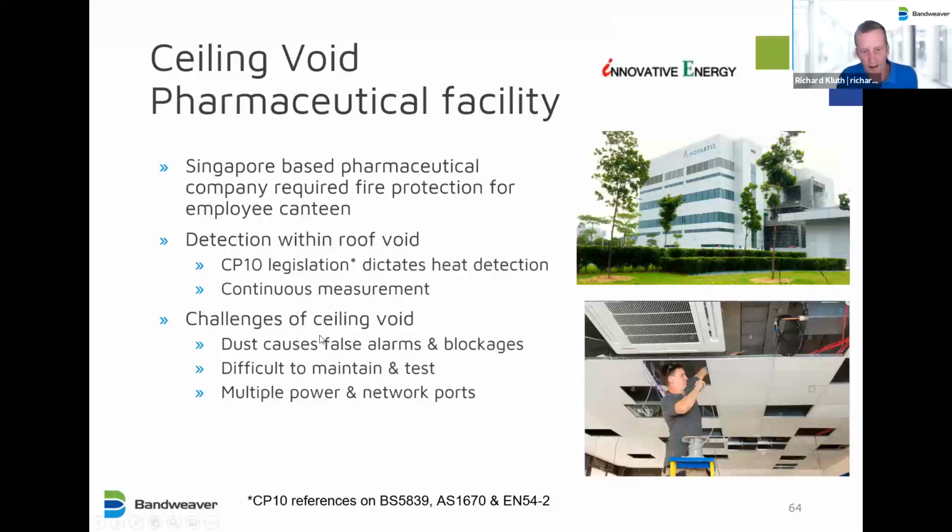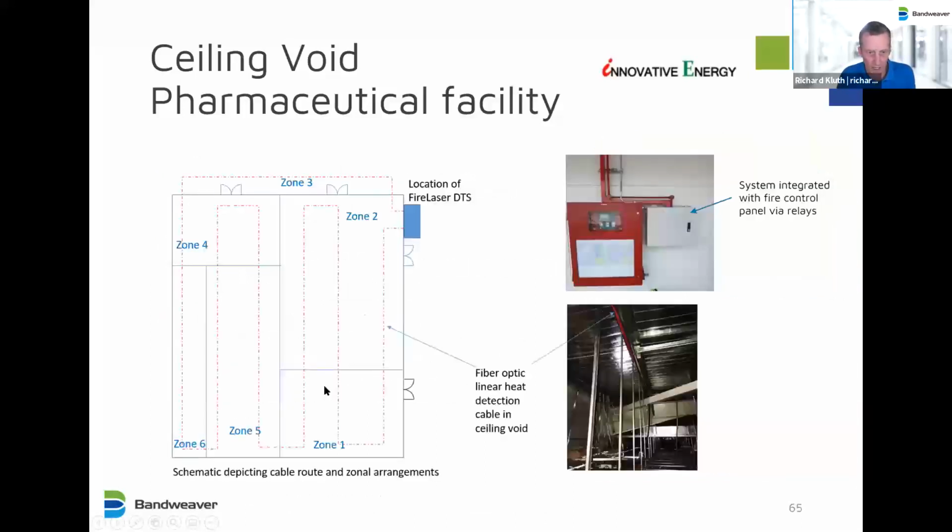They'd already found they had challenges within the ceiling void. The dust was causing false alarms, blockages, and was very difficult to maintain and test, getting into these confined areas. Installing multiple power and network ports, they found very challenging. So they wanted to go with a single cable installation, a single fiber optic loop run, divided into 6 zones.